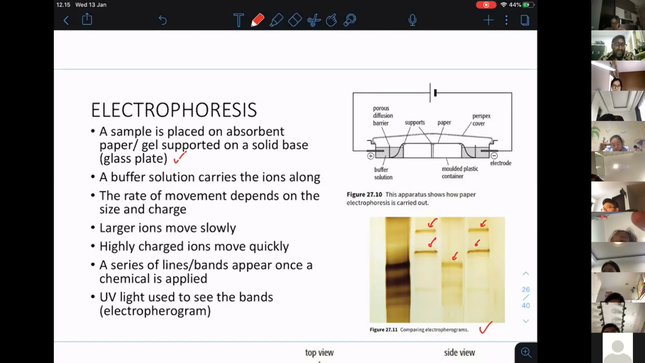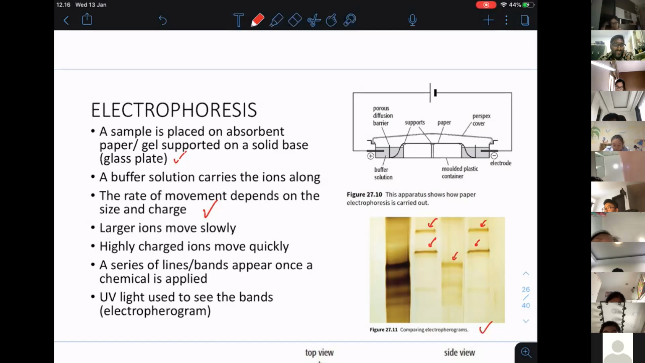So we have to add a buffer solution. What is the buffer solution's function? It's going to carry the ions along. The rate of movement depends on the size and the charge. If you have larger ions, they move slowly. If they are higher charged ions, they move quickly, because the more charged the ion, the better it is attracted to the electric field. So a series of lines or bands appear once a chemical is applied.